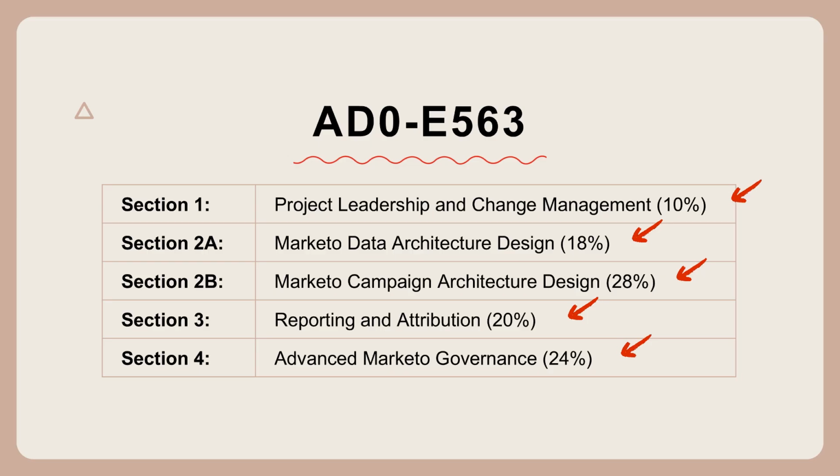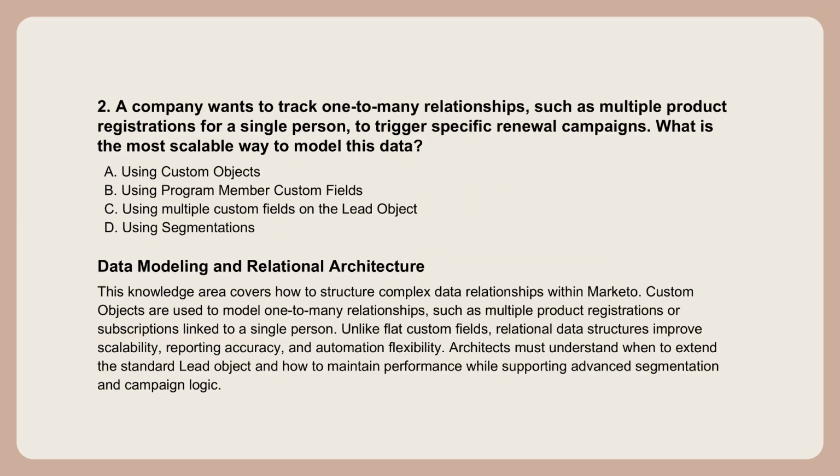Yeah. So let's start with those foundational elements, diving into data architecture and system resilience, which represents that 18% of the exam. Let's tackle a scenario straight from the practice questions. Practice question 2. Let's do it. So an enterprise needs to track one-to-many relationships. The classic example they give is a single person having multiple product registrations over time, and marketing needs to trigger specific renewal campaigns based on each unique purchase. Right, a very common scenario.